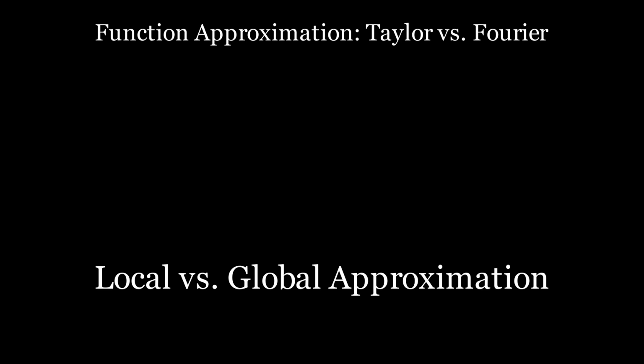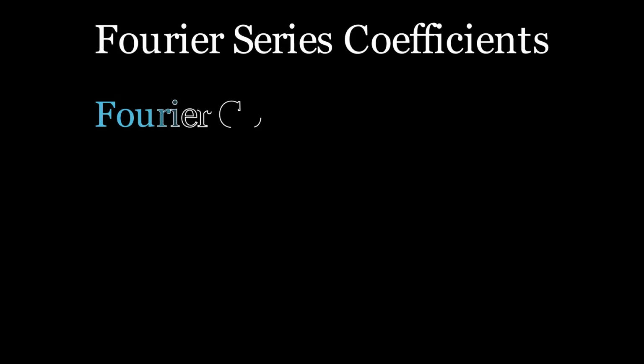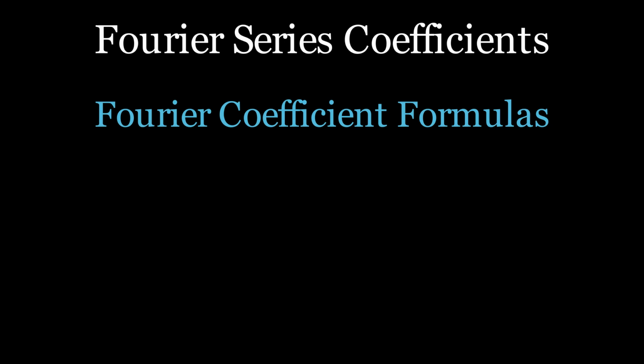To approximate a periodic function using a Fourier series, we calculate specific coefficients. These coefficients determine how much each sine and cosine term contributes to the approximation. The coefficient a0 represents the average value of the function over one period.